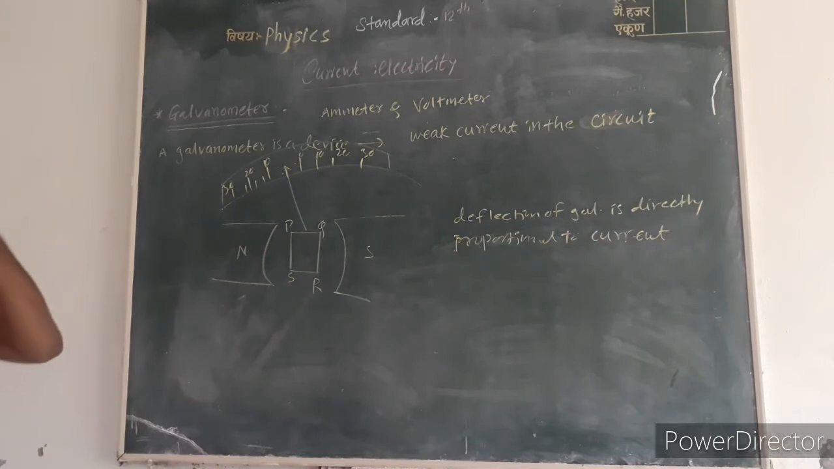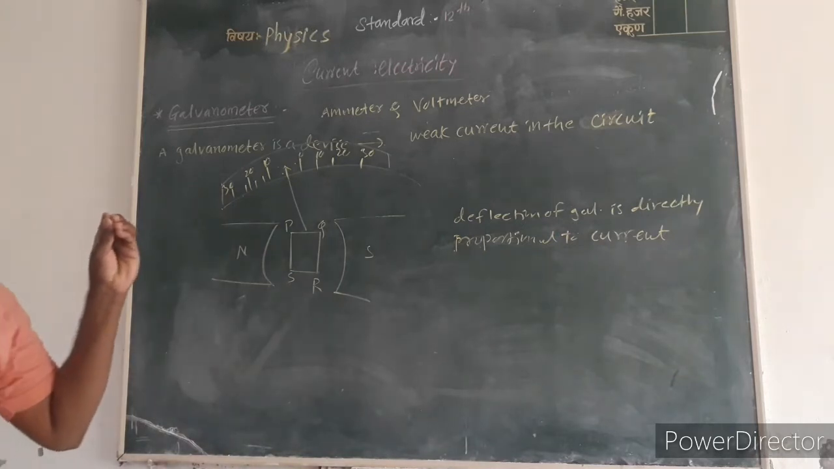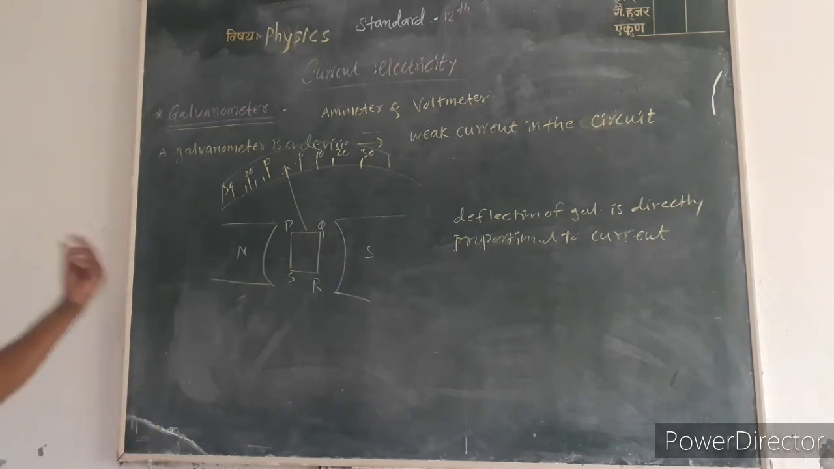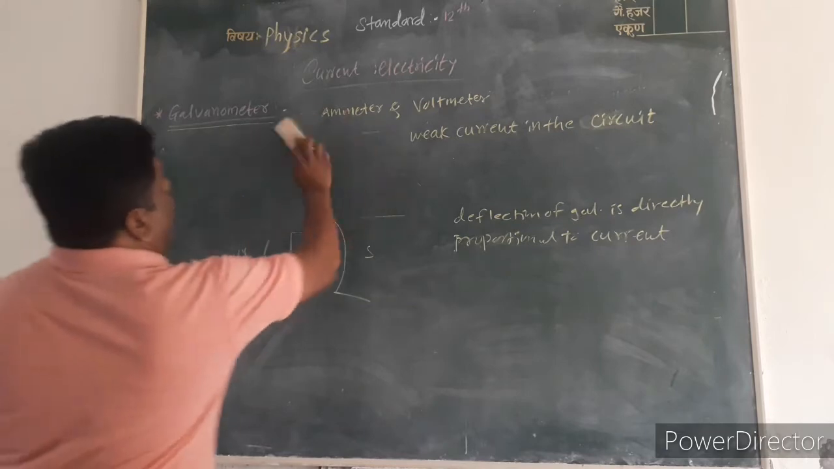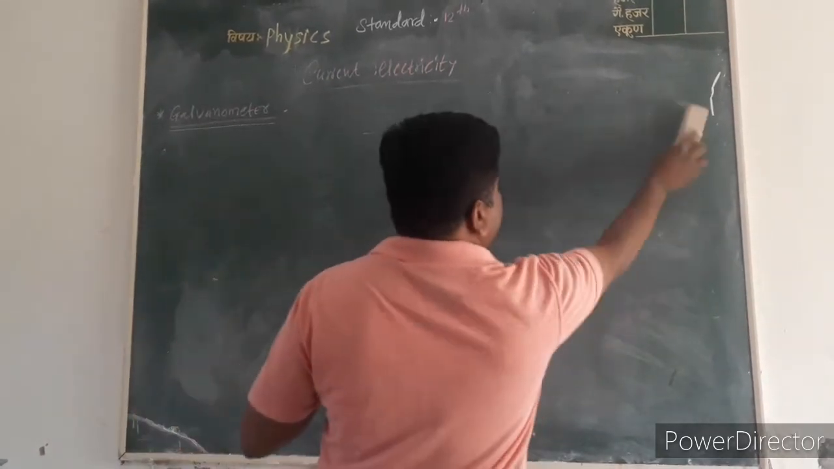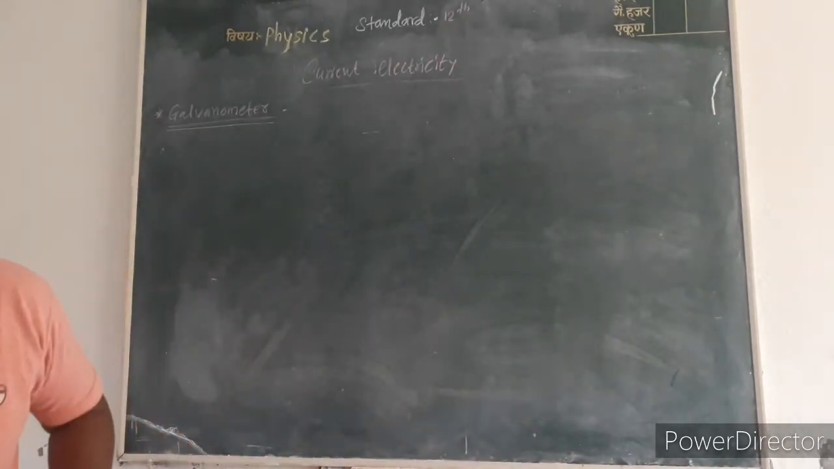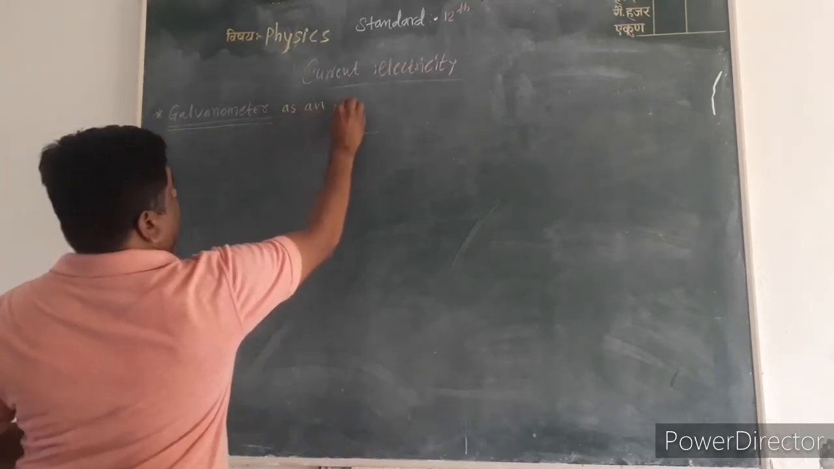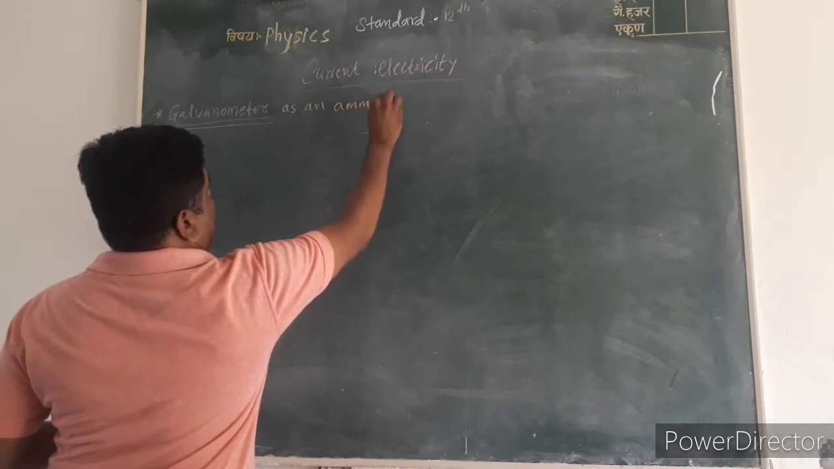Today we discuss how the galvanometer acts as an ammeter. हा गॅलव्हॅनोमीटर एमिटर म्हणून कसं काम करतो हे आपल्याला आज पाहायचं आहे. The galvanometer acts as an ammeter. Today we discuss the galvanometer acts as an ammeter.